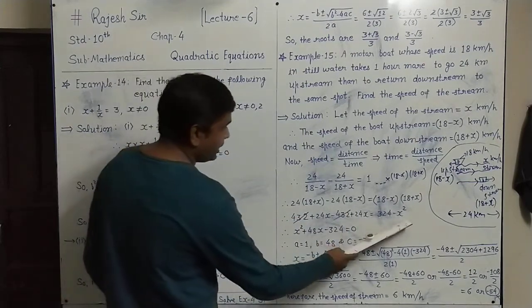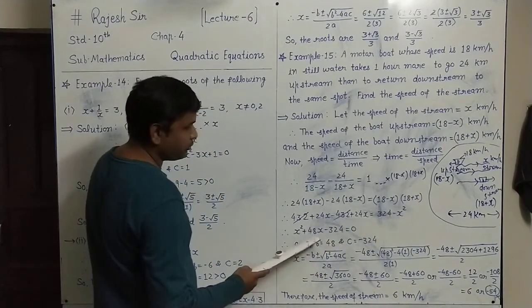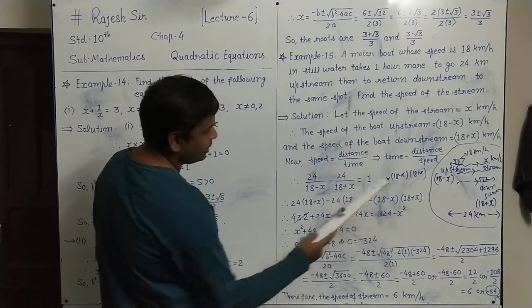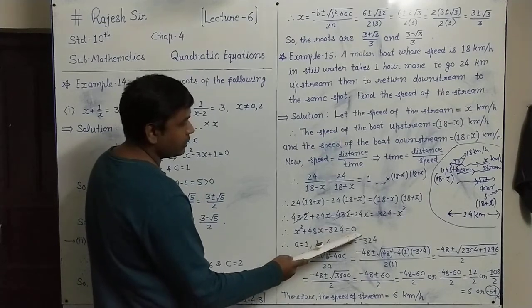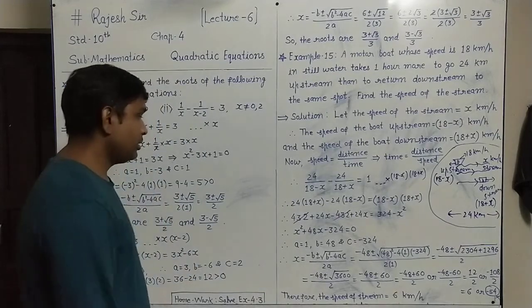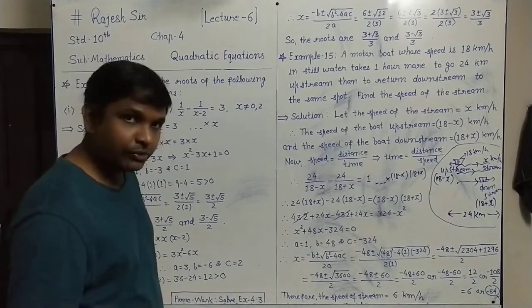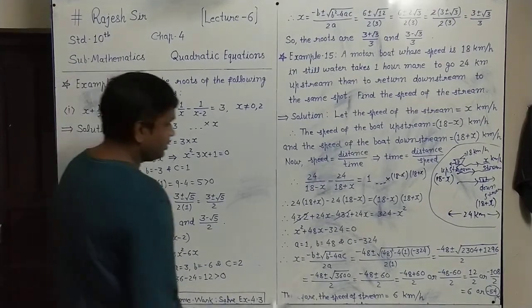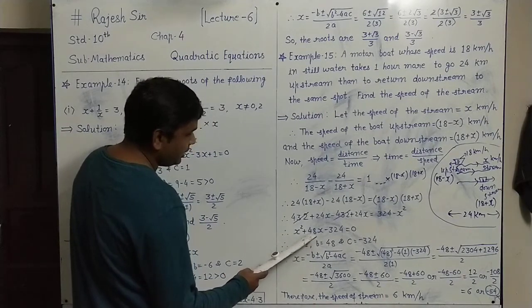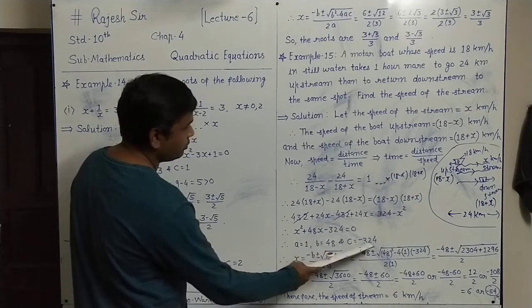This minus x square on the right side is taken to the left, plus x square, plus 24x plus 24x gives 48x on the left only, and this plus 324 on the right is taken to the left, minus 324. So equals to 0 is remaining on the right side. That is the equation we have now. It is like ax square plus bx plus c equal to 0, the standard form of a quadratic equation. Comparing with that, x square coefficient gives a equal to 1, x coefficient gives b equal to 48, and constant term c equal to minus 324.